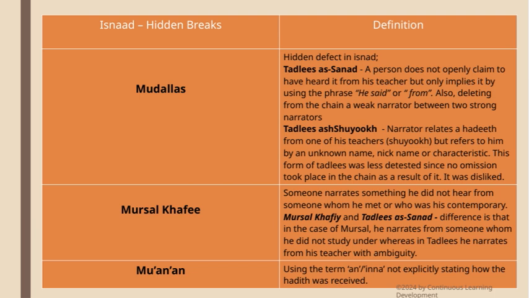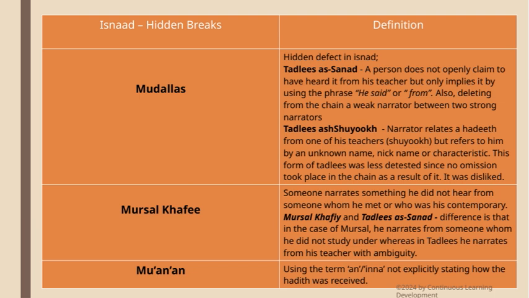Moving on, mursal khafi involves someone narrating a hadith from a teacher he did not study directly. The key difference from tadlis is that, in mursal khafi, the narrator is not a student of the person he's narrating from, which raises questions about the chain's reliability.